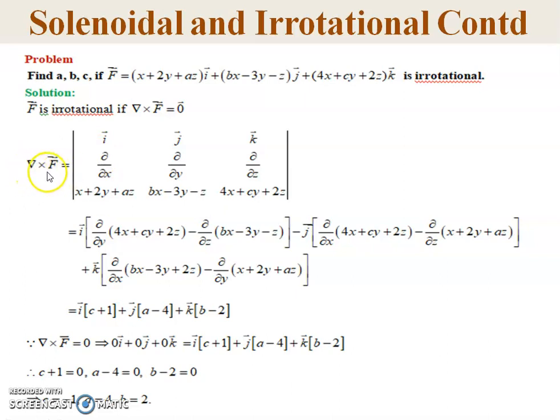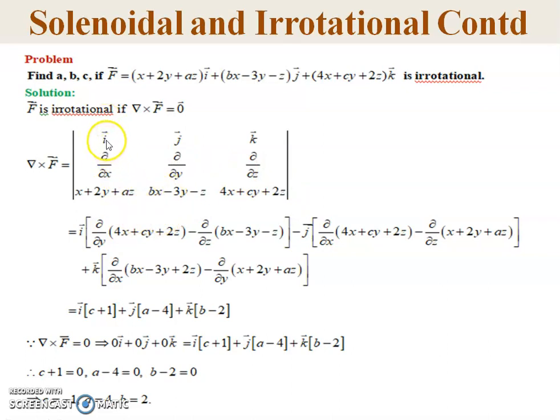First, find del cross f vector. What is del cross f vector? Write the i, j, k components in the first row, then write the derivatives, then write the vectors. What are the vectors here? The i component is x + 2y + az. The j component is bx - 3y - z. Next, the k component is 4x + cy + 2z. Now expand the determinant through the first row.